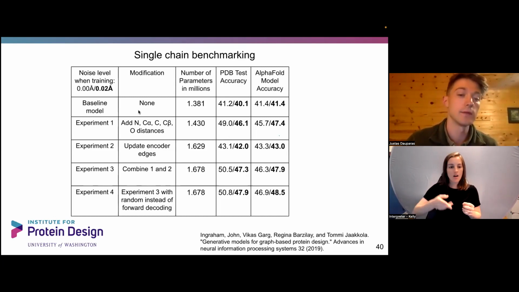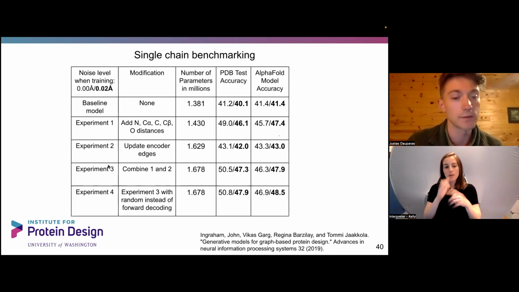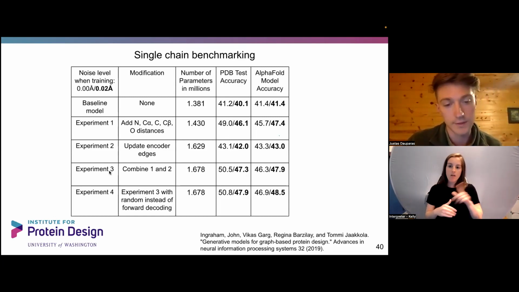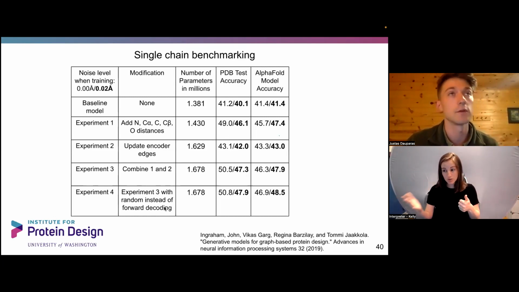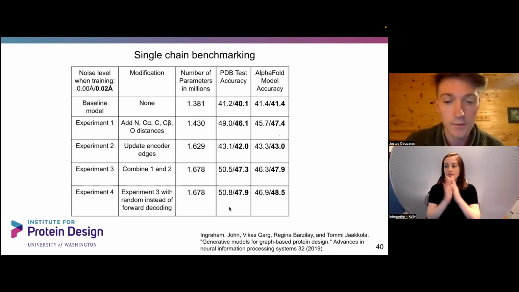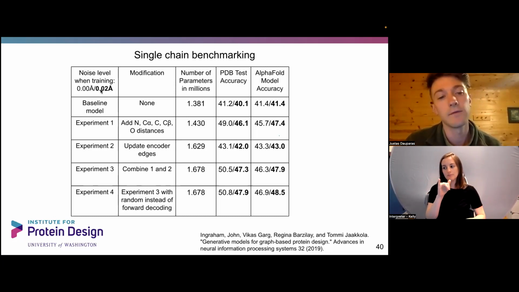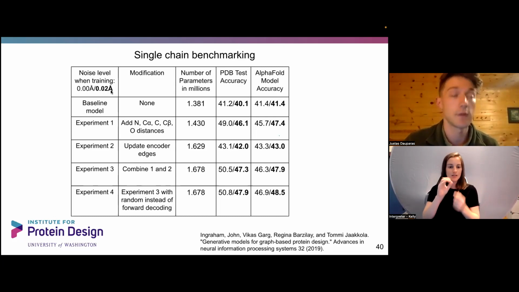The baseline and experiments 1 to 3 are all left to right decoding autoregressive models. If we switch from left to right to a random decoding order, so the model has to learn all the possible decoding orders, there's no decrease in performance. It's almost the same. One interesting thing to notice is the noise level during training. The original models were run without any noise. And we also tested what would happen if we add a very small 0.02 angstrom standard deviation Gaussian noise. You can see that the performance on the PDB crystal structures is getting lower.